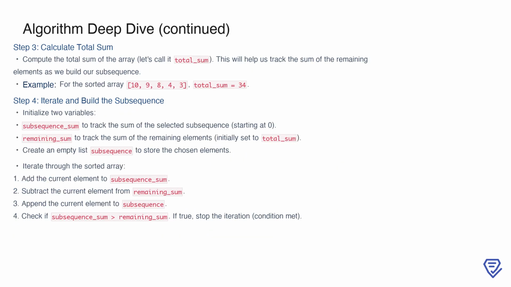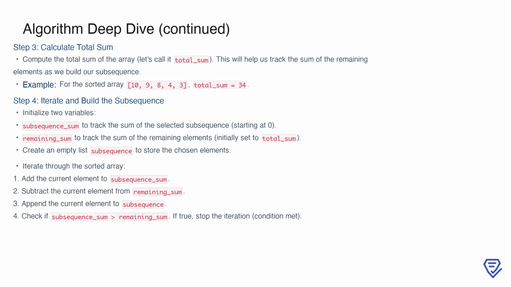Once the array is sorted, we calculate the total sum of all the elements in the array. This value, which we'll call total_sum, allows us to track the sum of the elements not yet included in the subsequence. For instance, if the sorted array is 10, 9, 8, 4, 3, the total sum is 34. Next, we initialize two variables, subsequence_sum to keep track of the sum of the selected subsequence, starting at 0, and remaining_sum to track the sum of the leftover elements, which initially equals total_sum. We also create an empty list called subsequence to store the elements we select.